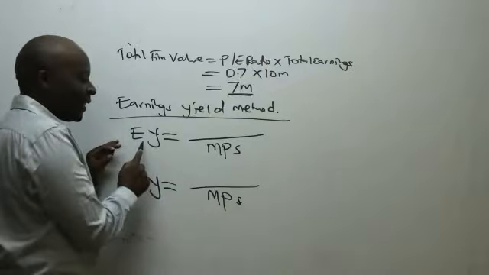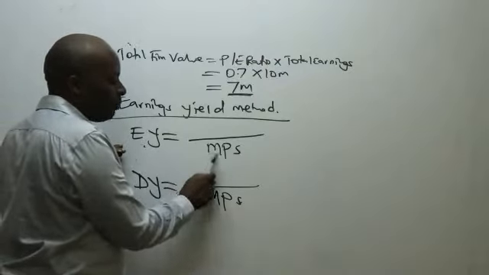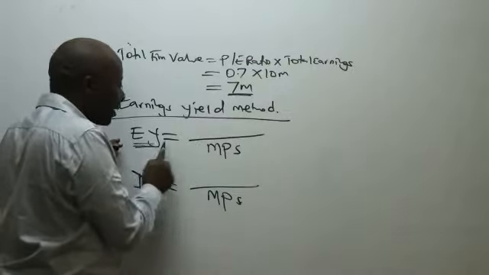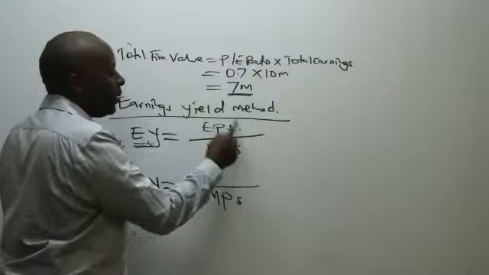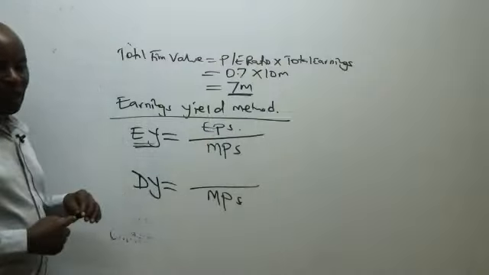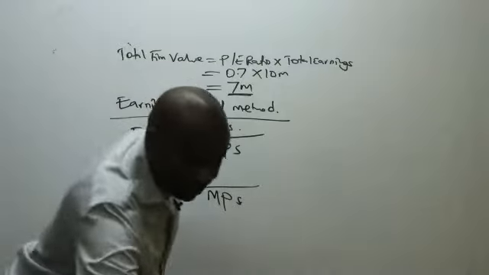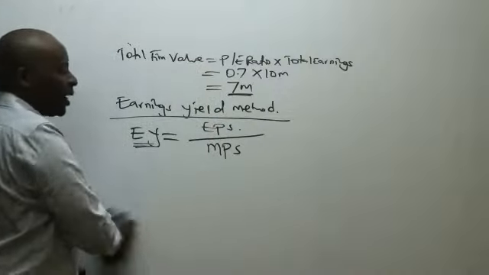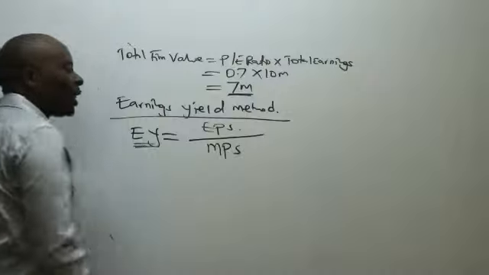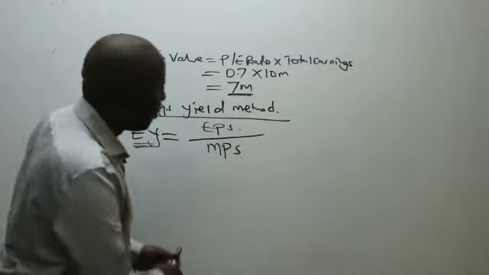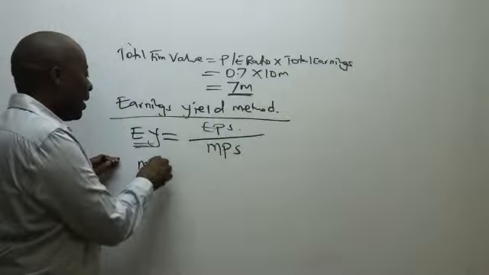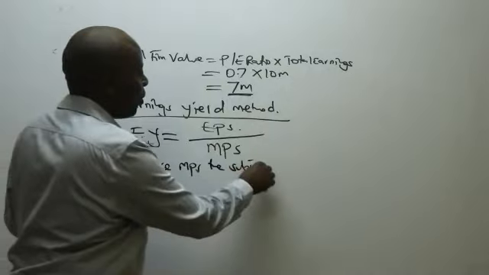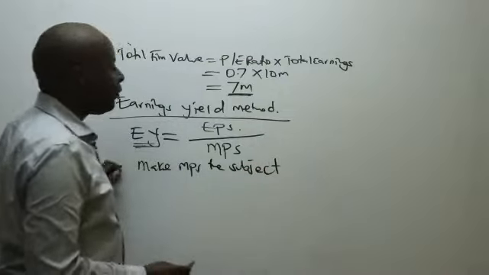Now listen to me very well. When they talk of earnings yield, we know in the denominator we have MPS. But how about the numerator? Because it's an earnings yield, here we shall have what we call EPS. That is the formula for getting earnings yield. And because they would want us to use this earnings yield method to get firm value, please go ahead and make MPS the subject of the formula.